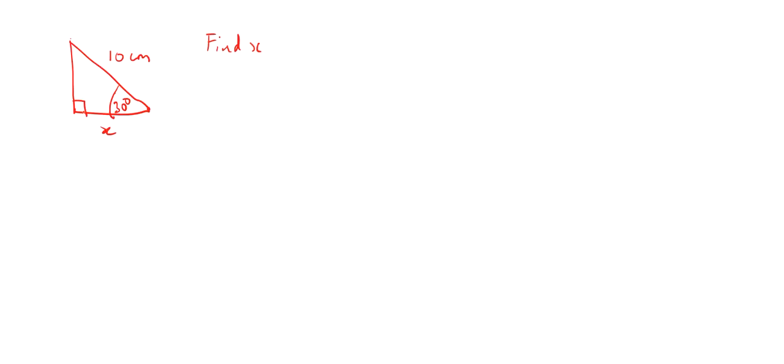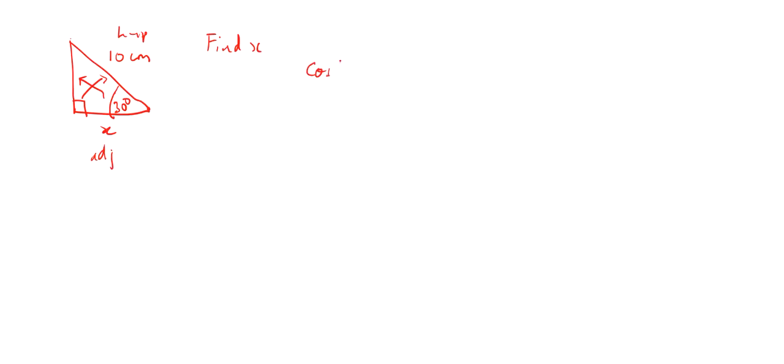So we have a right angle triangle, we have the hypotenuse, and we have the adjacent, right? And the reason why I know this is the adjacent is because the side opposite the angle is called opposite, and I do not have that. So the remaining side is the adjacent side. So we're going to use cosine again.